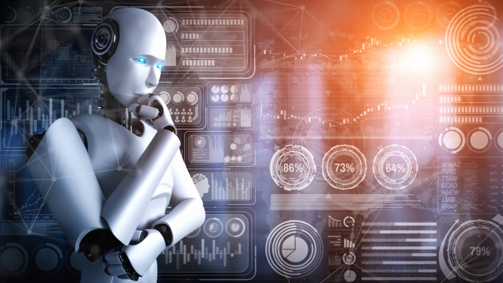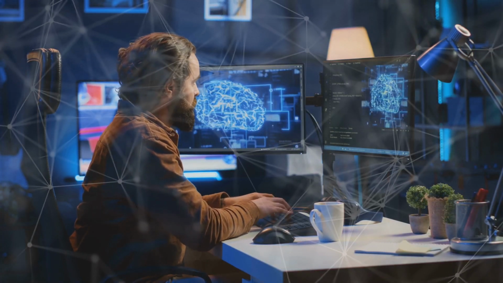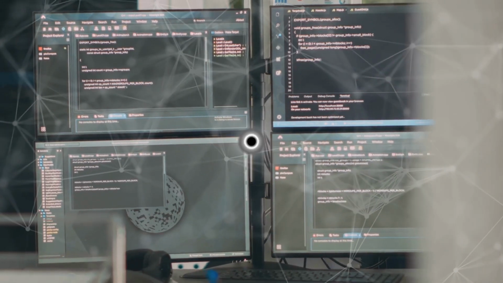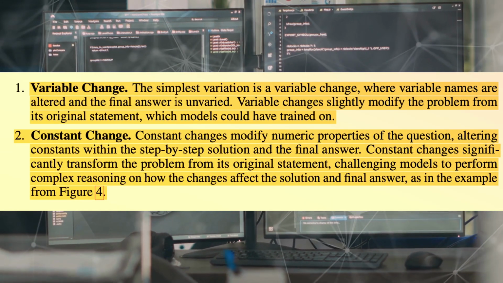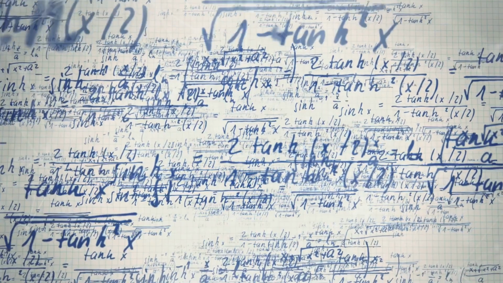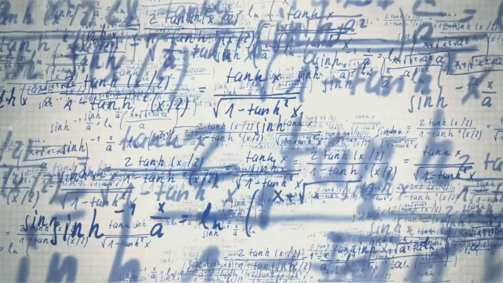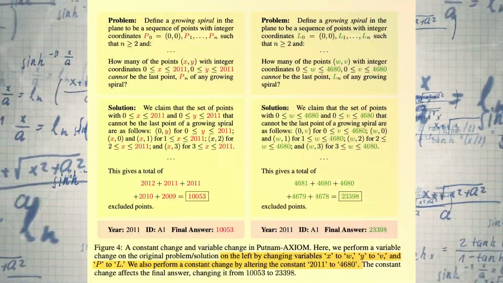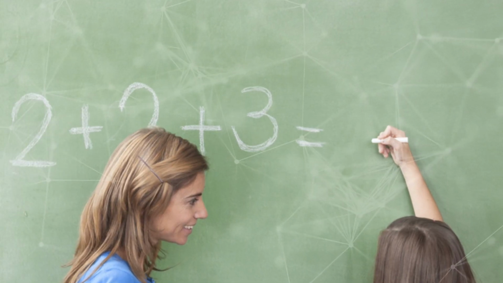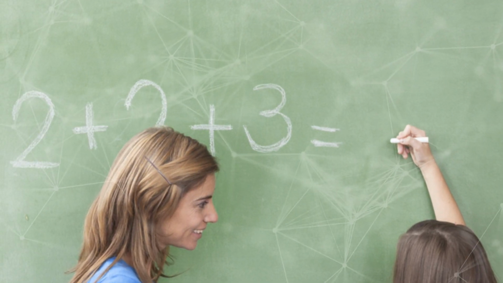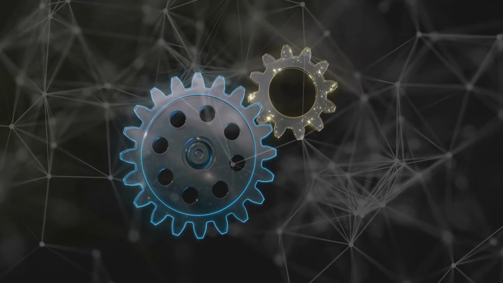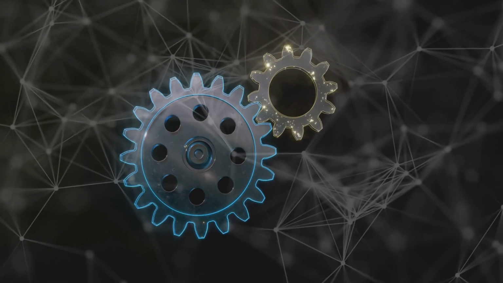The authors didn't stop there. To prevent models from cheating by memorizing problems, they introduced functional variations. These variations modify variables, constants, or phrasing to create equally challenging but novel problems. For example, changing a variable name from X to W, or altering a constant like 2011 to 4680. These subtle changes ensure the problem-solving process, not memory, is being tested. Now please understand, it is not like reinventing the wheel, but just some minor tweaks with variables.